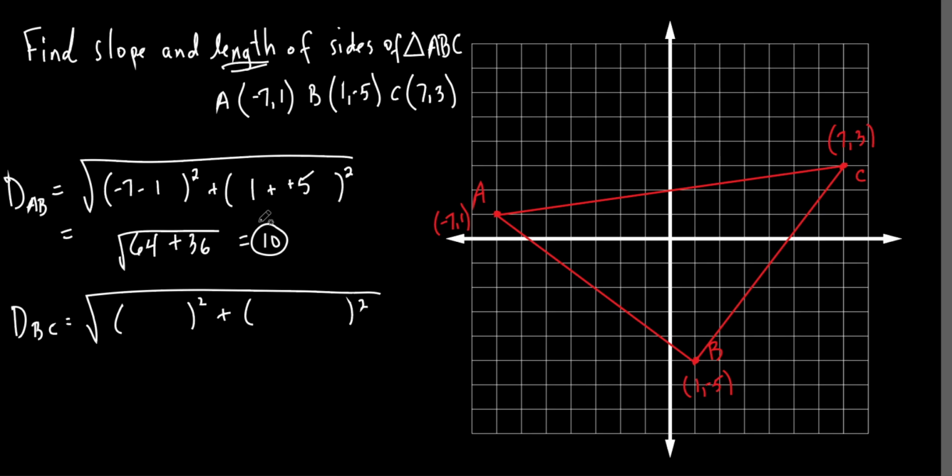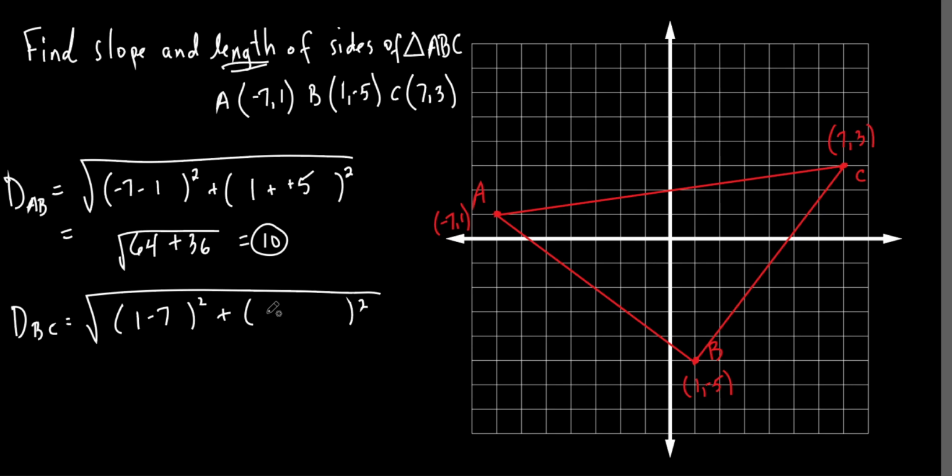So I subtract the x's. I'm doing BC, so I'm doing these two right here. Subtract the x's. What do I get? 1 minus 7. Or you could go 7 minus 1. If you didn't want it to come out negative, you could have gone 7 minus 1, because you're going to square it anyway. What happens when you square it? It's going to come out positive, correct?